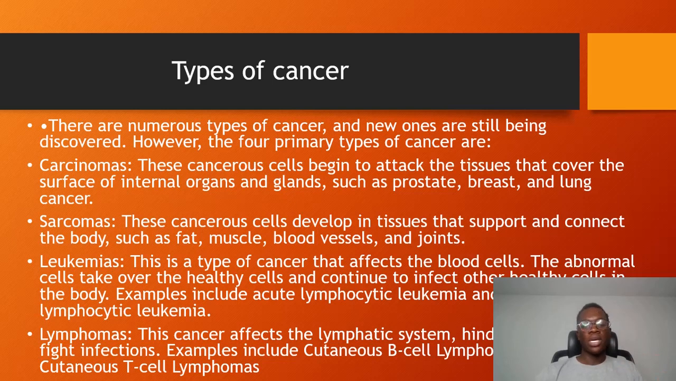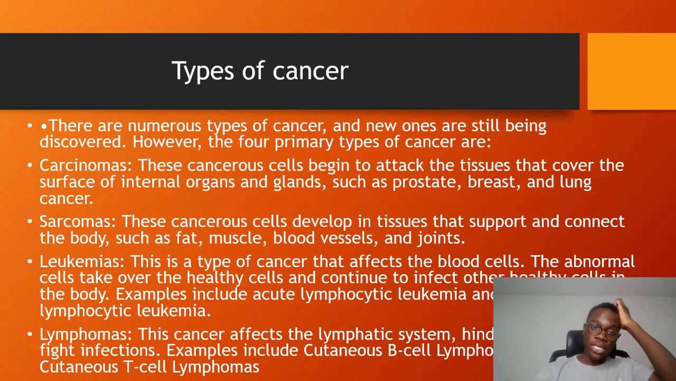Leukemia is a type of cancer that affects the blood. The abnormal cells in the blood take over the healthy cells and continue to infect other healthy cells in the body, because when the heart pumps, it pumps blood around the body. So once the leukemia is in the blood, it affects healthy cells, and those cells continue to spread and infect other cells. Examples of leukemias include acute lymphocytic leukemia, chronic lymphocytic leukemia, and others.